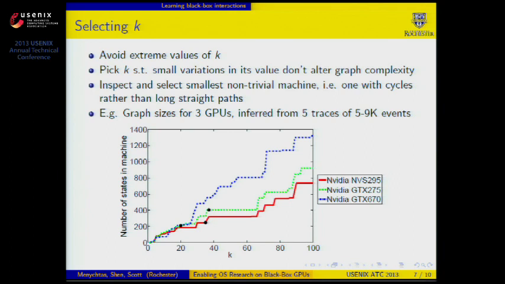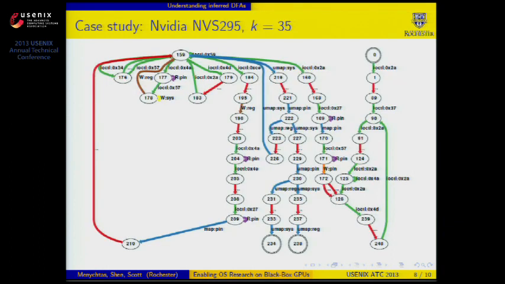So in the figure that you can see at the bottom of this slide, we have presented how the value of k affects the complexity, the number of nodes and edges that appear in the graphs in our system, for the 3 Nvidia GPUs that we have got to work with, spanning 3 generations of Nvidia GPUs, and for an input of 5 traces of 5 to 9,000 events. We have marked with a dot the values of k that signify the particular state machine that we would choose to analyze.